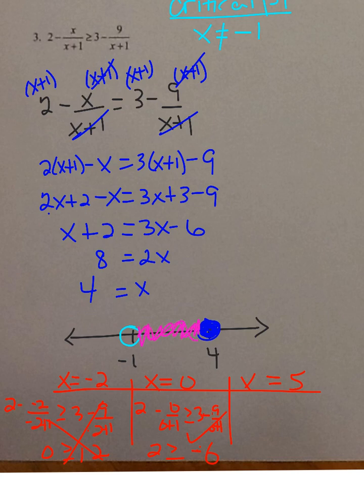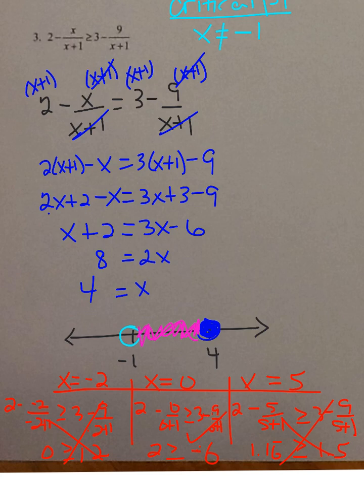Now I try 5. So I have 2 minus 5 over 5 plus 1 is greater than or equal to 3 minus 9 over 5 plus 1. So plug it in your calculator. So I have 1.16, that's repeating, is greater than or equal to 1.5. That is not true. 1.16 is not greater than 1.5, so that's not true. So I don't shade there.